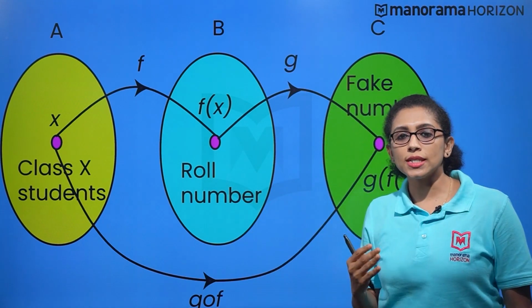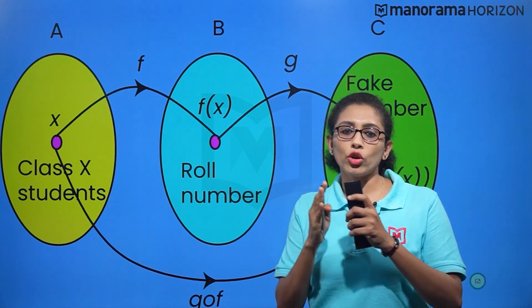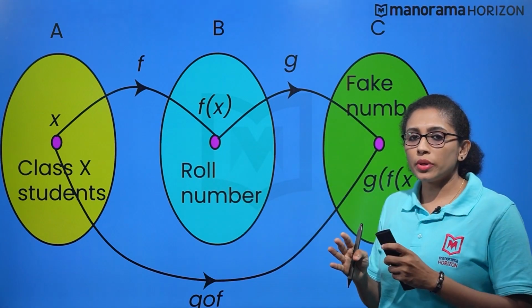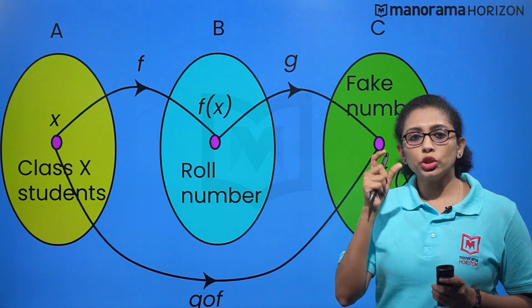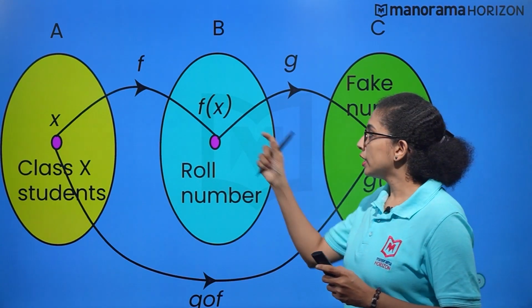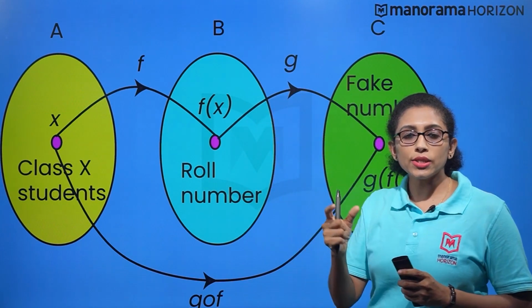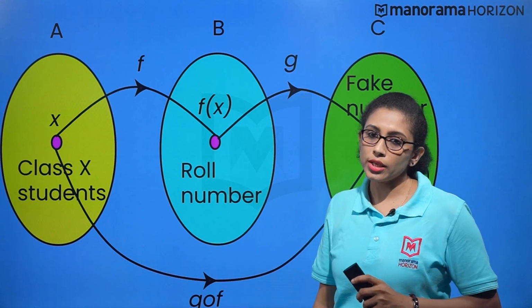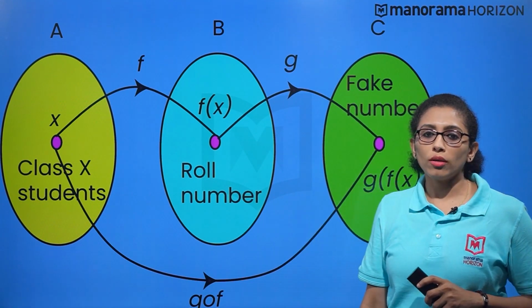In this process, each student is assigned a roll number through the function f, and each number is assigned a code number through the function g. Thus, by combining these two functions, each student is eventually attached to a code number. Alright, now let us focus on some problems.